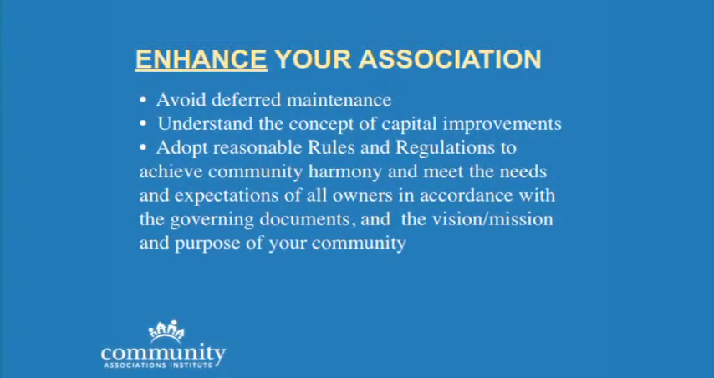Adopt reasonable rules and regulations to achieve harmony in your community. Rules and regulations are not there to punish your homeowners. They are used to bring harmony to your community association. There is a need and expectation that all homeowners comply with certain behavioral standards. For those who don't comply with the behaviors expected in your community, there is a rule and regulation. That is the primary reason.